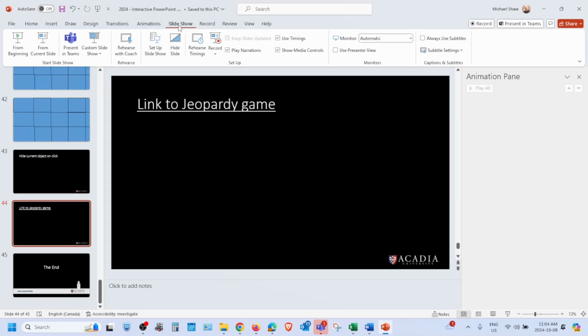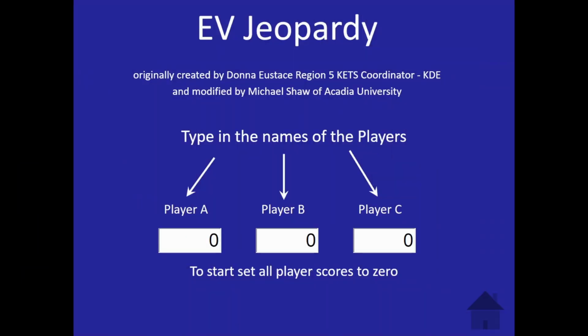So actually I have to run this, don't I? Slideshow from current slide. Jeopardy game. There we go. This is EV Jeopardy, but it could be French Jeopardy, it could be physics Jeopardy, it doesn't matter. What's our time? What are we doing here? 11 o'clock. Oh, we're great. Okay, perfect.